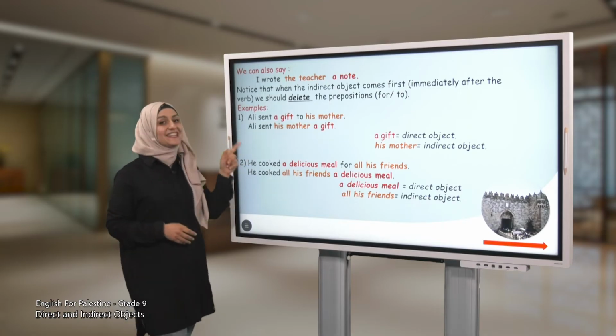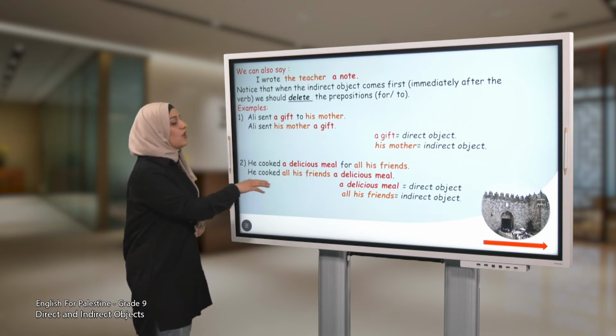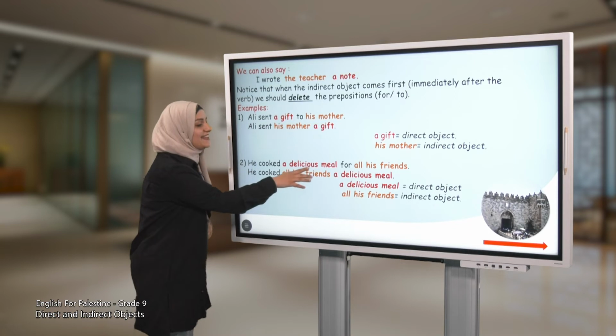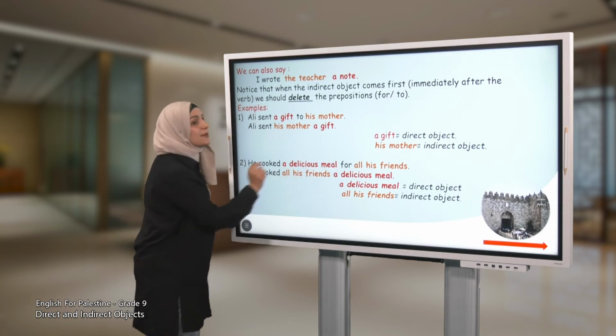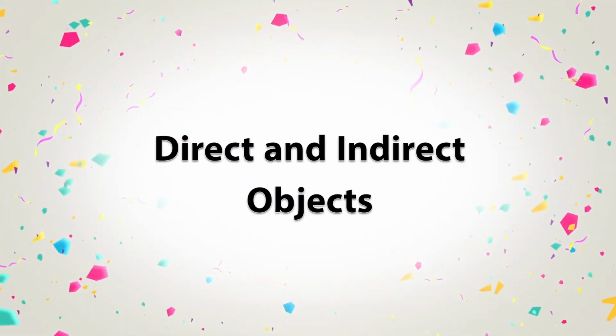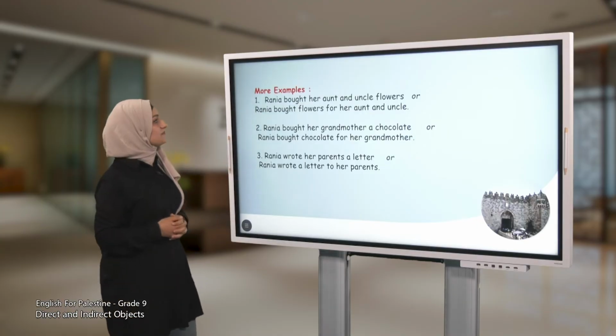So we can write this sentence in another way. He cooked all his friends a delicious meal. Notice that we have removed the preposition for. Let's look at more examples.